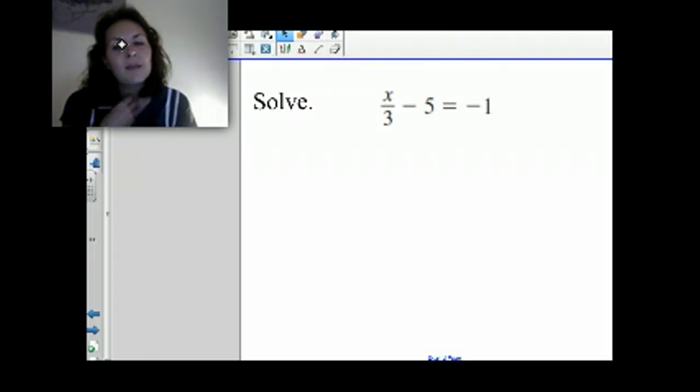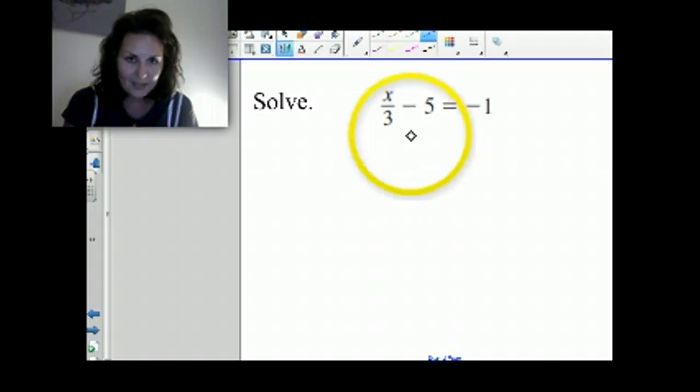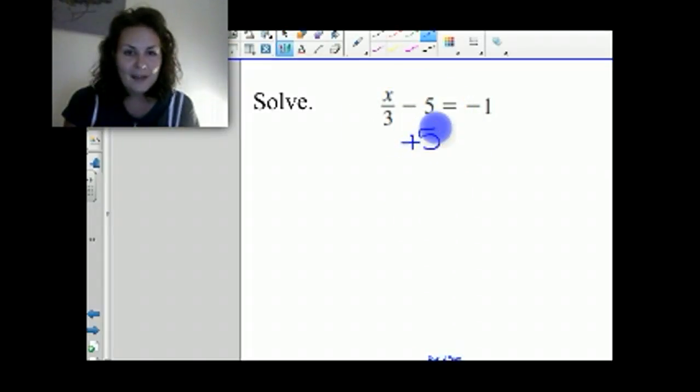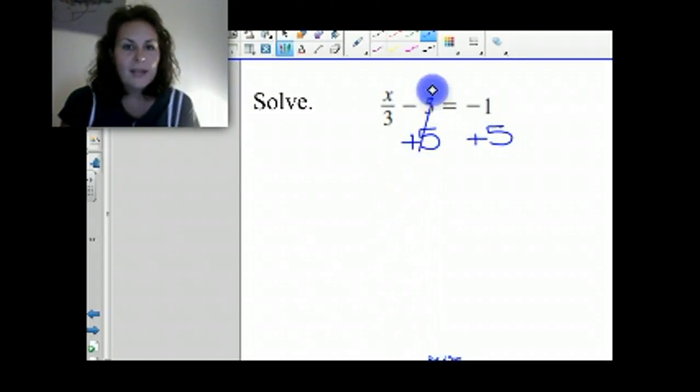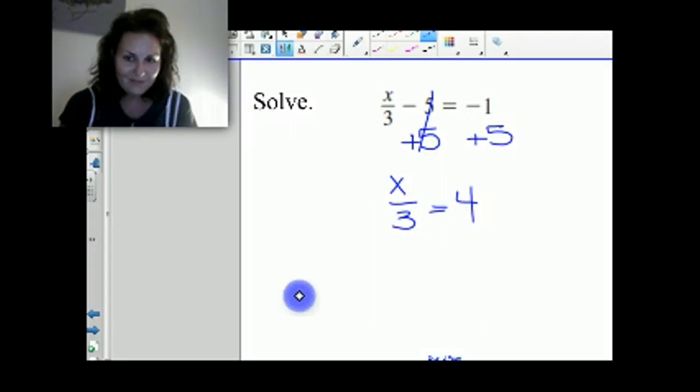X divided by 3 minus 5 equals negative 1. We're going to add 5 to both sides. Make sure to deal with addition and subtraction first. Negative 5 plus 5 is 0, so I get x divided by 3 equals negative 1 plus 5 is 4.